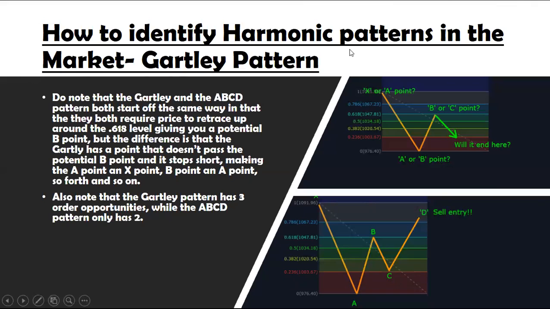Now you might ask yourself, how to identify harmonic patterns in the market, assuming we're talking about the Gartley pattern. As I mentioned, the Gartley and the ABC pattern both start out the same way, in that they both require price to retrace up around the 0.618 level, giving you a potential B point. But the difference is that Gartley has a point that doesn't pass a potential B point and it stops short, making the A point an X point, B point, and A point, and so forth. I just talked to you guys about that. Also know that the Gartley pattern has 3 order opportunities while the ABC pattern only has 2.